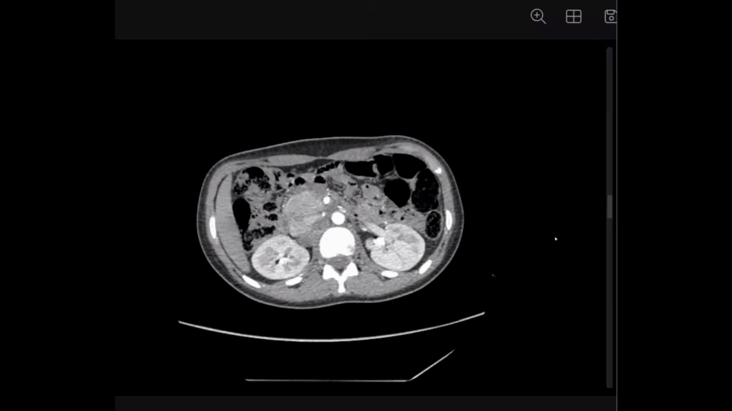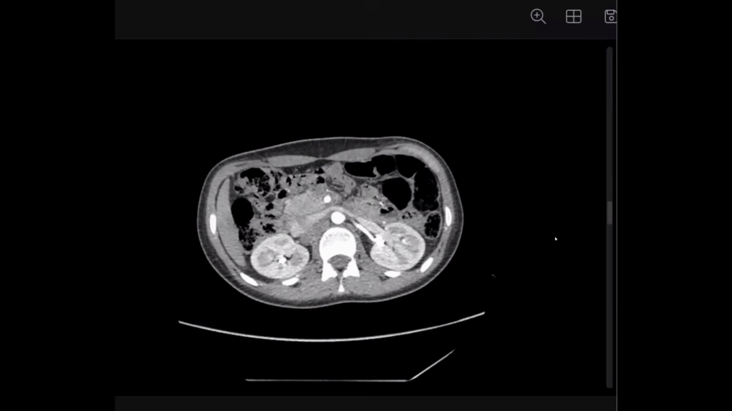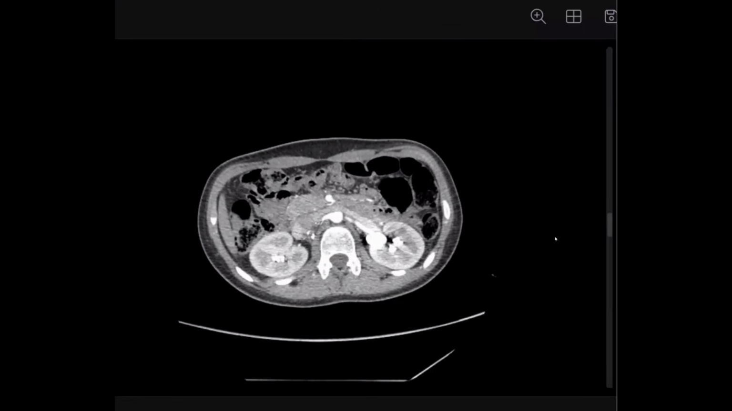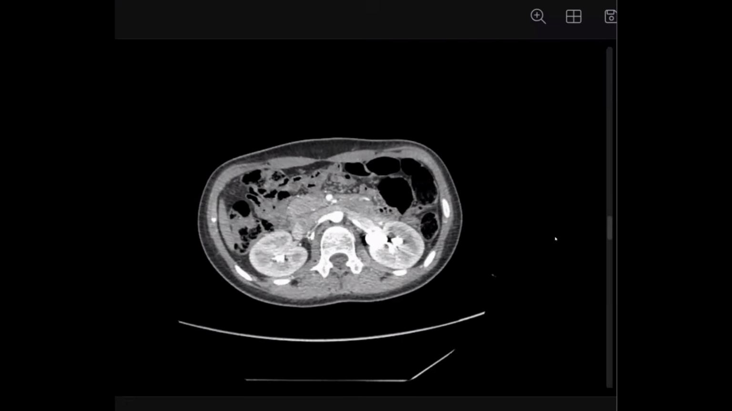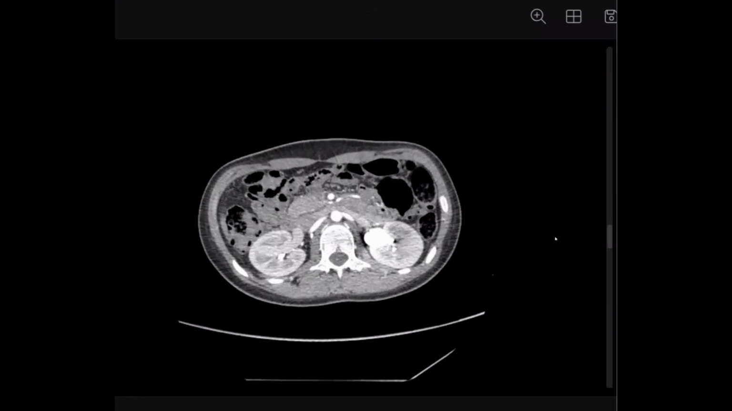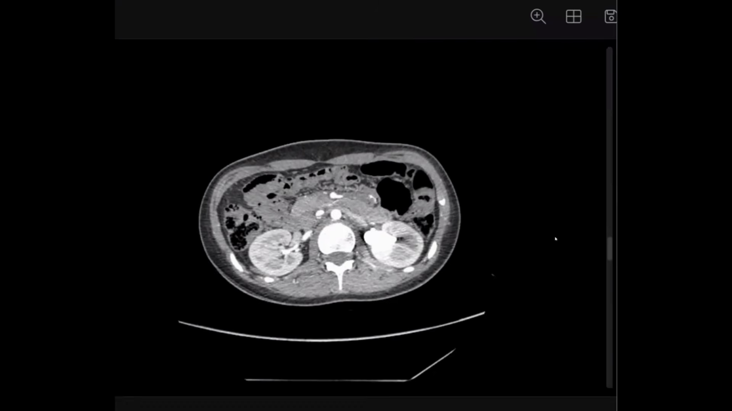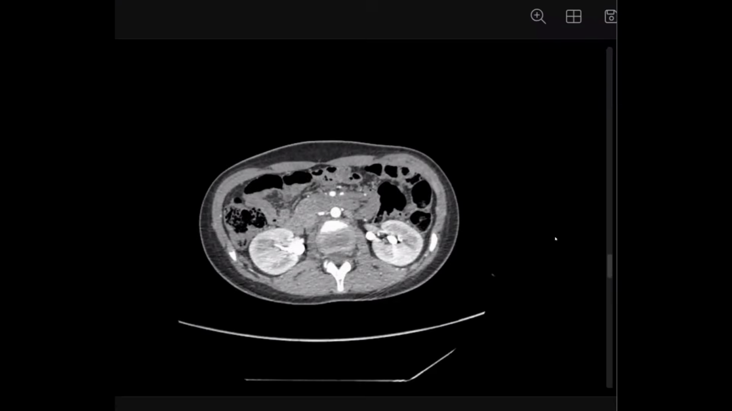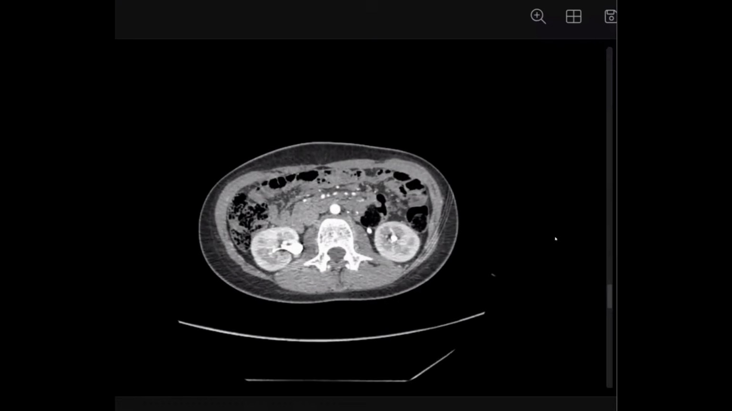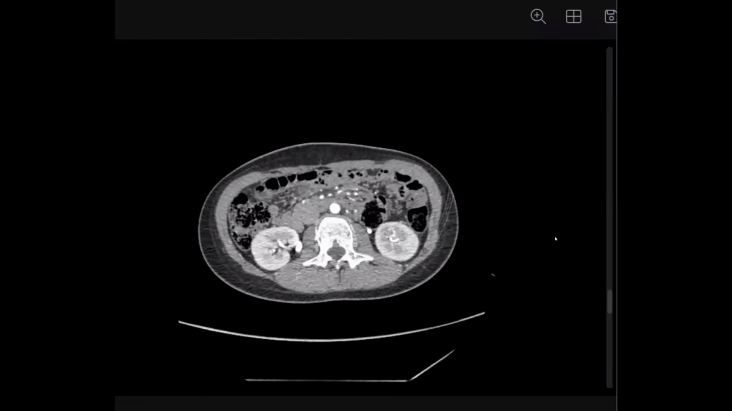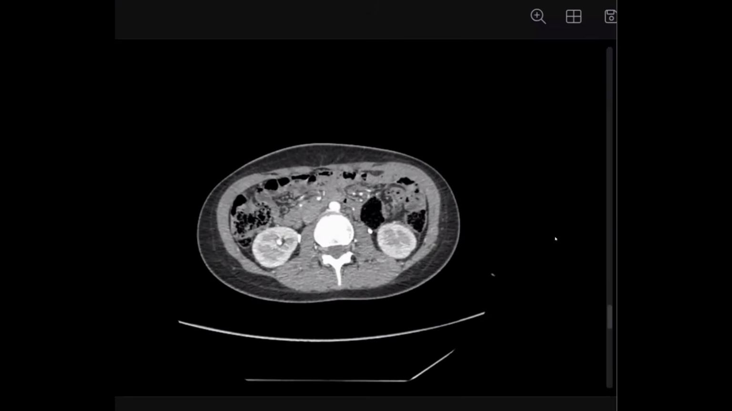Although this is a contrast enhanced study, I think I can appreciate a few faint calcific foci within it. The pathology is predominantly on the right side with no extension across the midline. It is just encircling the vessels without any invasion. There is no significant compression upon the right renal pelvis. The right kidney is also unremarkable. No definitive pathology is noted within the left kidney.